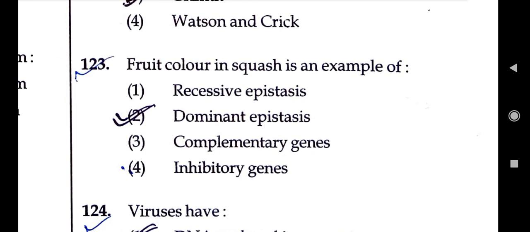Okay, students, 123 question number. Fruit color in squash is an example of. Option 2 is the correct option, dominant epistasis. This is the dominant epistasis, students. Option 1, recessive epistasis, this is wrong. Option 3, complementary genes, this is also wrong. Option 4, inhibitory genes, this is also wrong. So option 2 is the correct option, dominant epistasis.